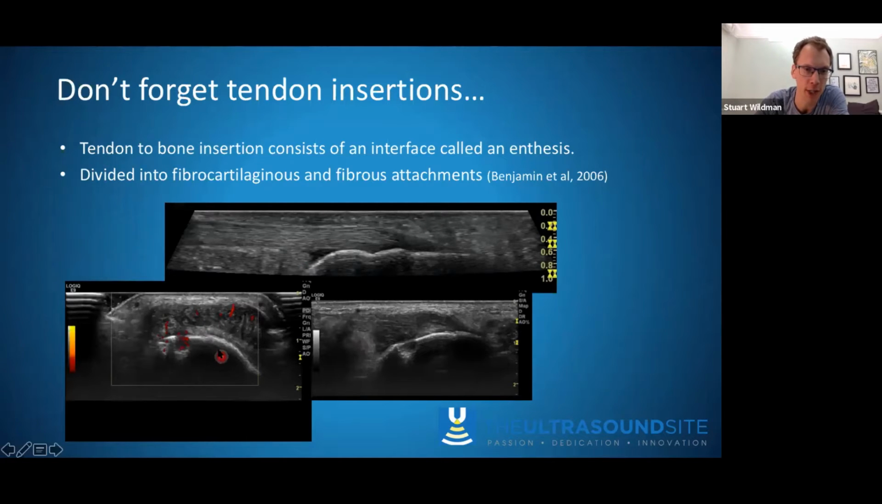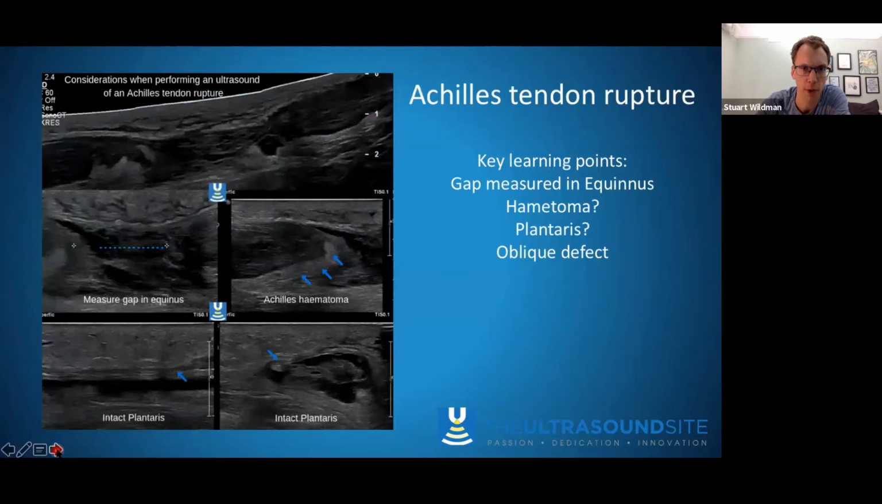And these are just two images here just to show some vascularity in the tendon distally, but also some erosive cortical change here on the calcaneus as well, which can be useful as a signpost towards other inflammatory joint conditions potentially. So don't forget the insertion points.